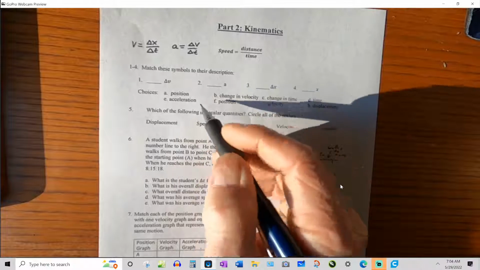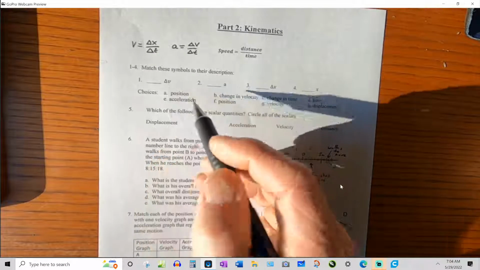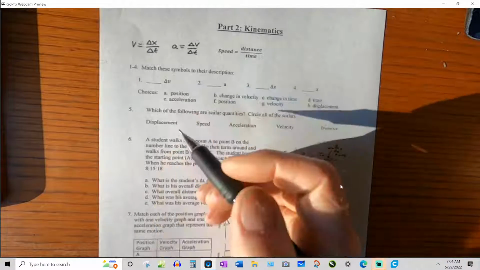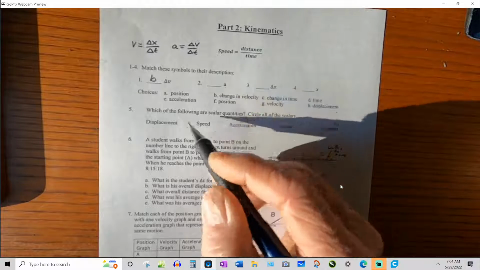Symbols, match them to their description. So delta V, delta means that triangle is a delta. That means change, and that's change in velocity. So that's B. A is just acceleration.